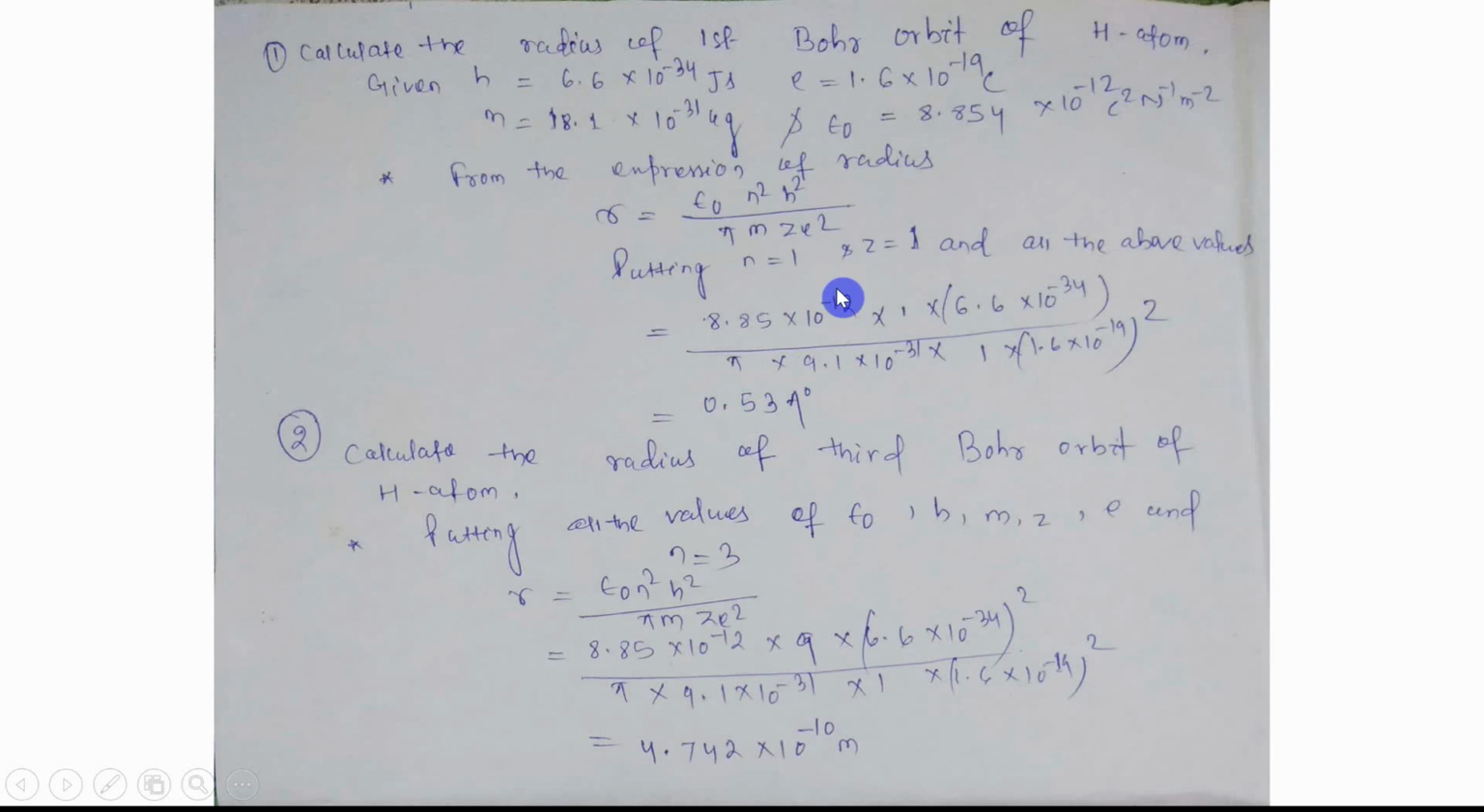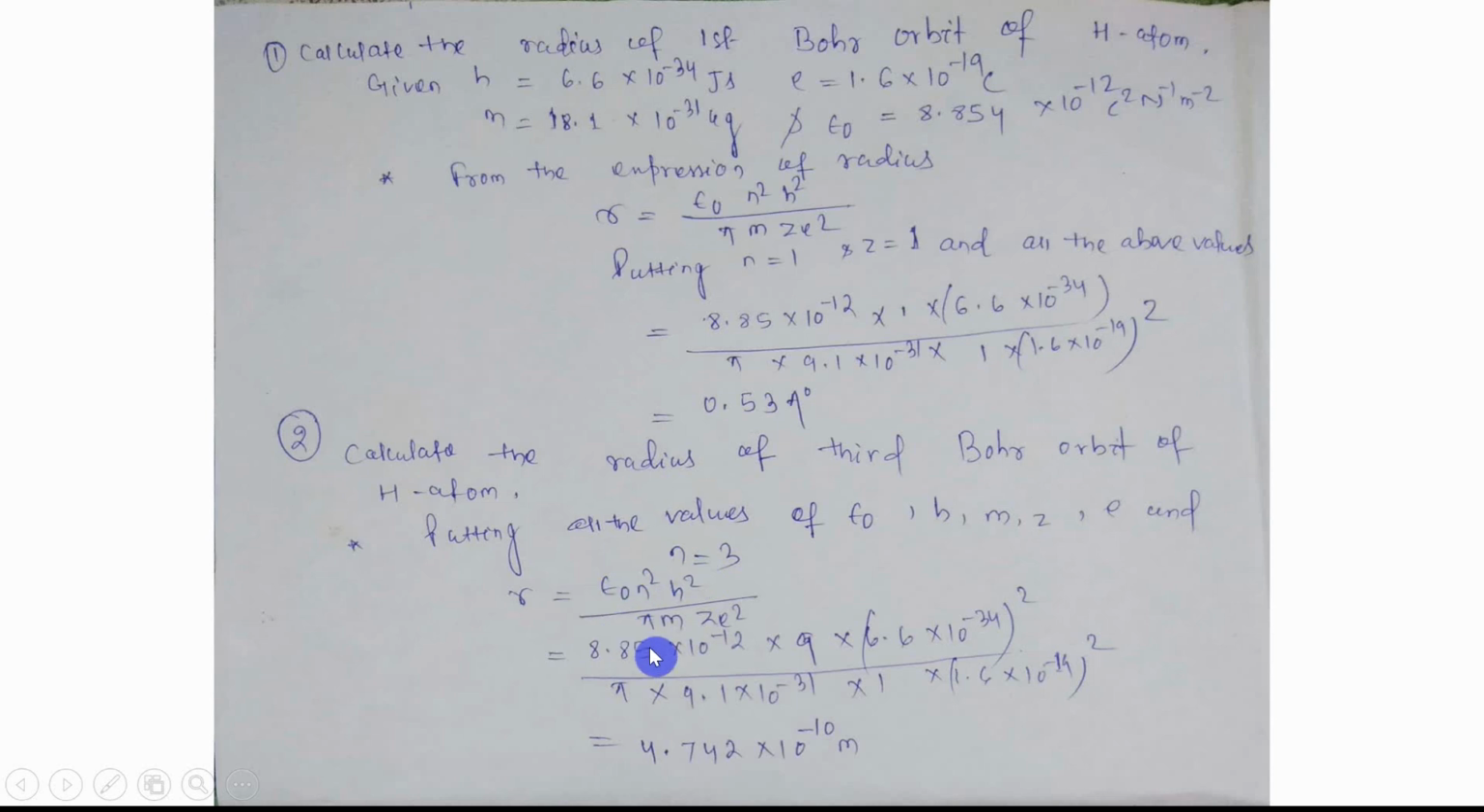So this expression is very important, and the value also, to calculate the radius of the first Bohr orbit of the hydrogen atom. And the next question is a similar type: calculate the radius of the third Bohr orbit of the hydrogen atom. Everything will be the same. We know the formula for radius, epsilon naught n square h square divided by pi m e square Z, and since we have to calculate the radius in the third orbit, we put n equal to 3, and all the values are the same as before.